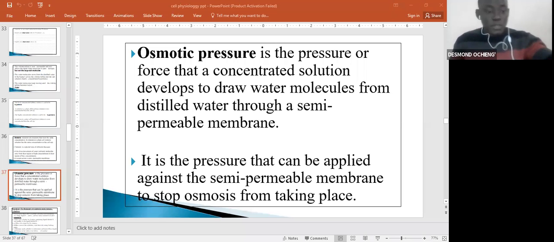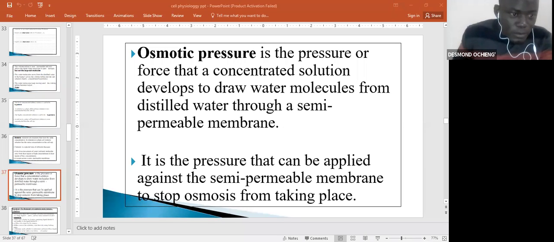Okay, the osmotic pressure again here, we've said that it is developed. It is that force or pressure that is developed to stop osmosis from taking place. And when will osmosis stop? Osmosis will stop once the two solutions have become what? Have become isotonic. Okay.